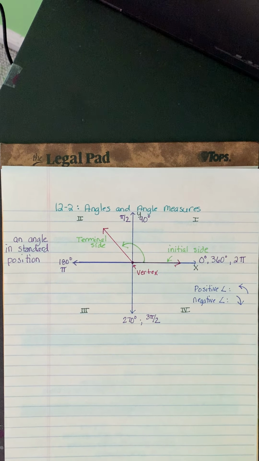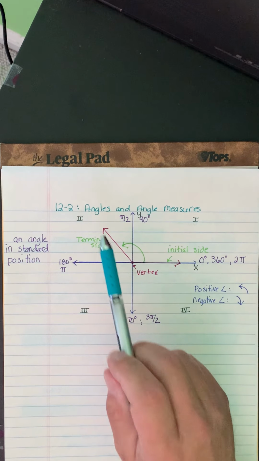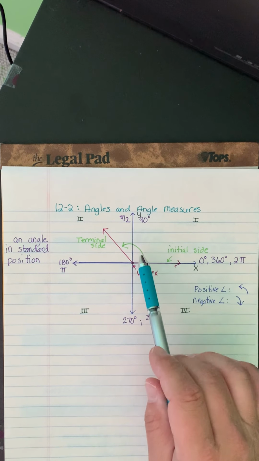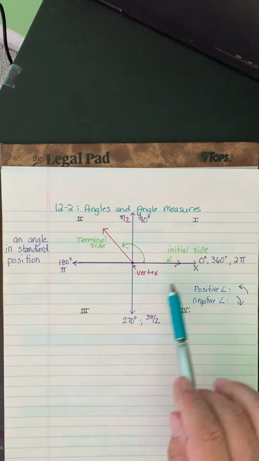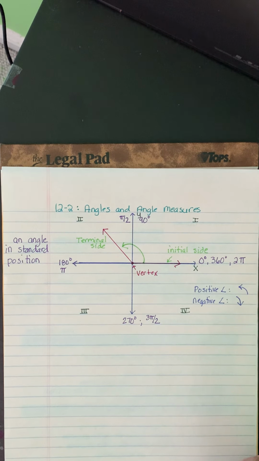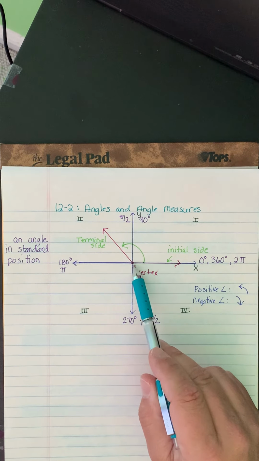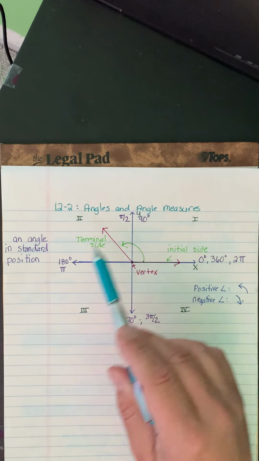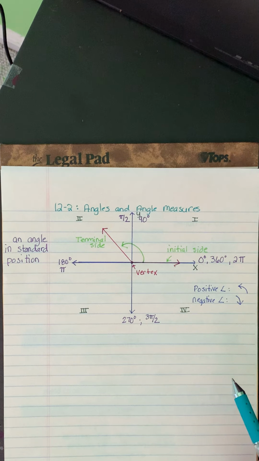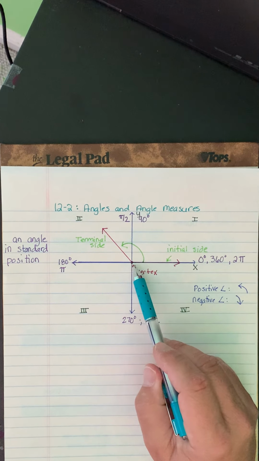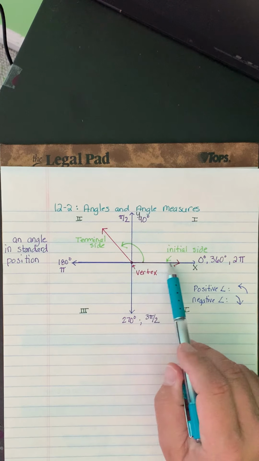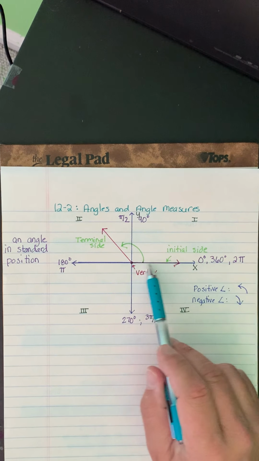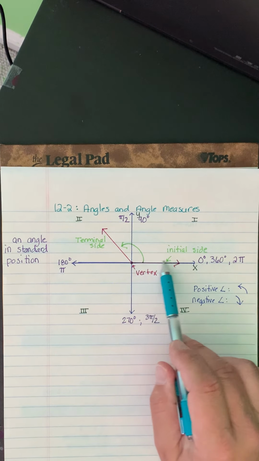Okay, so we're on to section 12.2. We're still going to be doing angles, not necessarily triangles. Section 12.2 is angles and angle measures. All I have right here is just an XY coordinate system. You've got your vertex, or your origin, and we're going to learn to draw angles on here. These are going to be angles in standard position, and you're always going to have your vertex at the origin. Your initial side is always going to be right there on the x-axis.